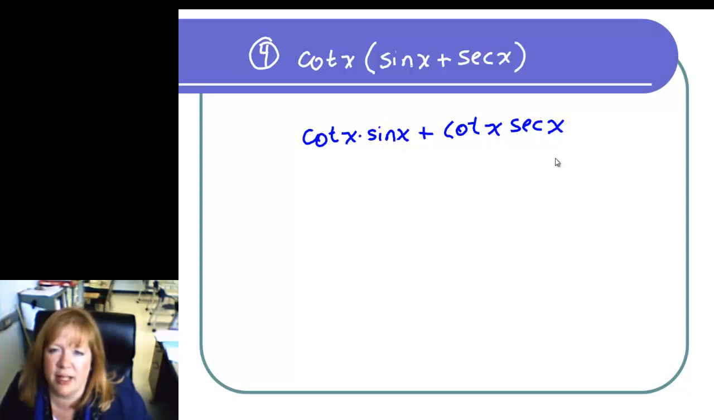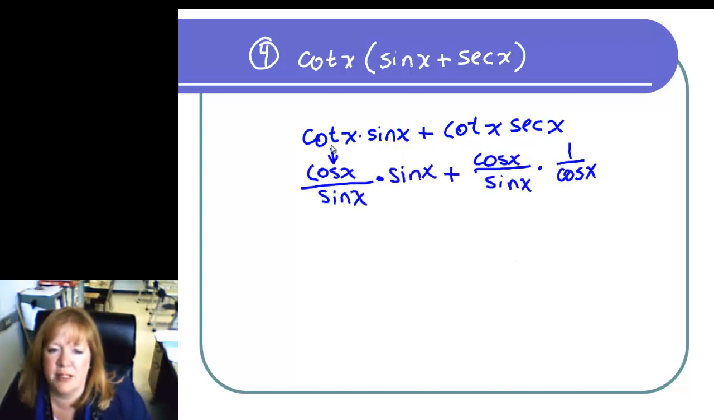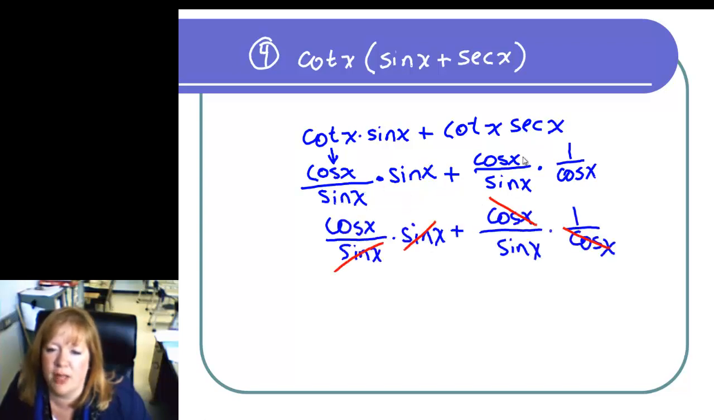It doesn't look like it would simplify anymore, but if I put everything in terms of sine and cosine, something might cancel. So I'm going to say cotangent is cosine over sine, and replace those two. And secant of x is 1 over cosine. Now I can slash. Cosine divided by sine times sine, those are going to cancel out. And the cosine up here is going to cancel with the cosine down here. So the numerator and denominator cancel, and I am left with cosine of x plus 1 over sine of x.